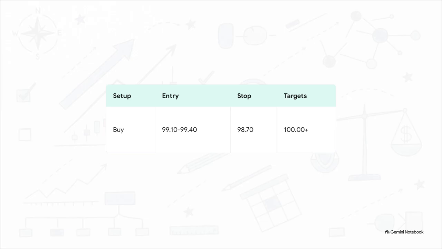If and only if that condition is met, an entry between 99.10 and 99.40, protected by a stop loss at 98.70, gives you a ladder of take-profit targets back up through 100.00, 100.50, and 100.10. But again, you absolutely must have that confirmed reversal.